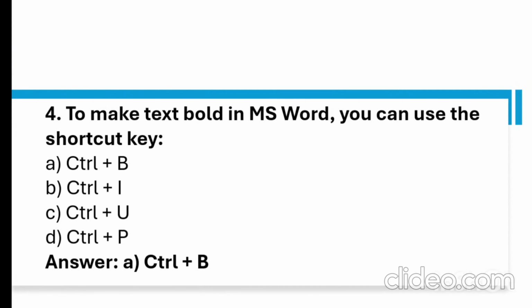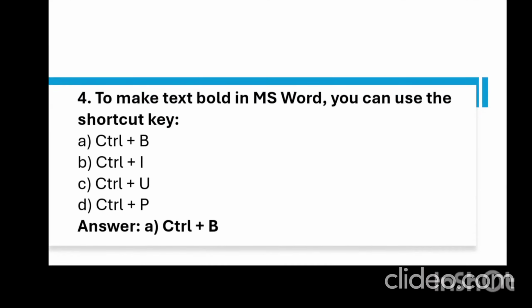Question number 4. To make text bold in MS Word, you can use the shortcut key. Options are A. Control plus B, B. Control plus I, C. Control plus U, or D. Control plus P. So the correct answer is A. Control plus B.